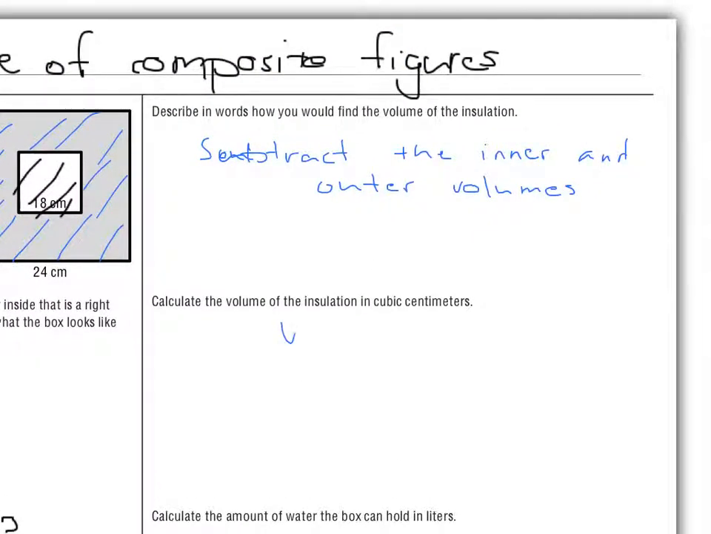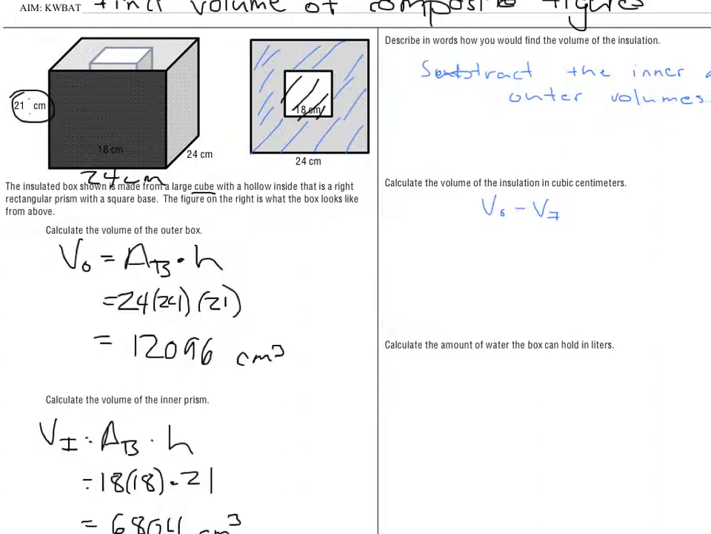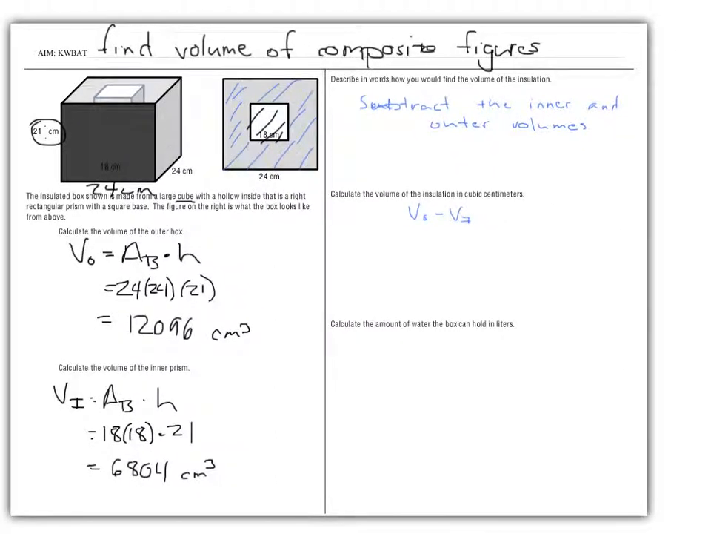So thinking about this as volume of the outer minus volume of the inner, if we come back and look at our numbers, it is 12,096 minus 6,804. And when we calculate that, that's going to give us a volume of 5,292.